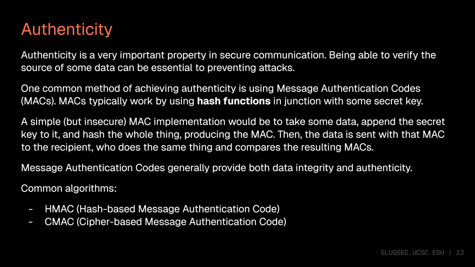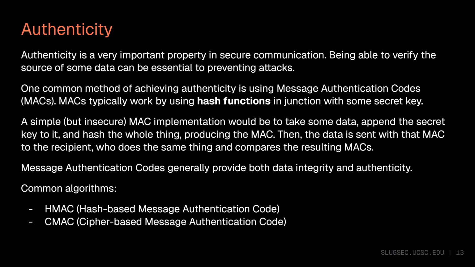A simple but technically insecure MAC implementation would be to take some data that you want to send, and append that secret key that only you and the other person know to it. You hash those two things together, and then you send the hash with the data to the person. They can do the exact same thing on their end, and they should get the same hash that you also produced when you sent them the message. If those hashes don't match, then the message is not authenticated.